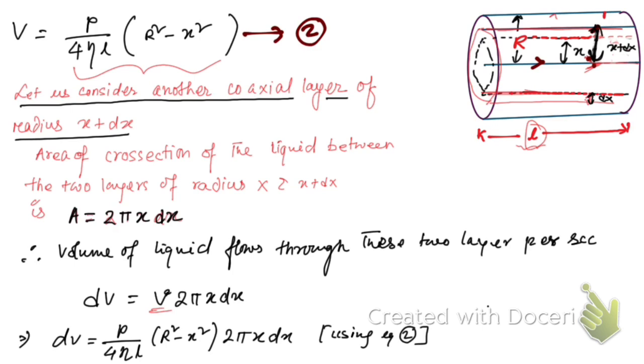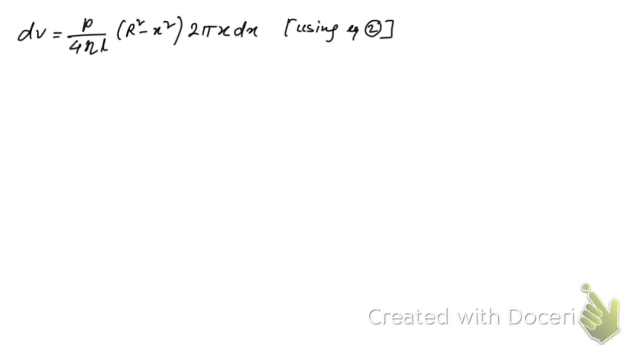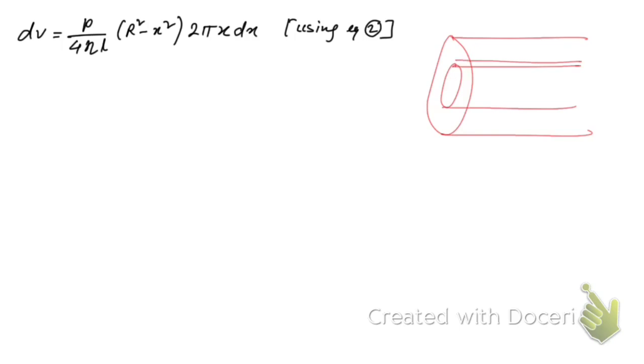Now let me copy this and go to a new slide. Okay, this is the new slide. Now you see, this is the volume of liquid passed through the two layers we have considered. Suppose this is the capillary tube, and we have considered two coaxial cylindrical layers like this. And here the velocity we have considered is v.